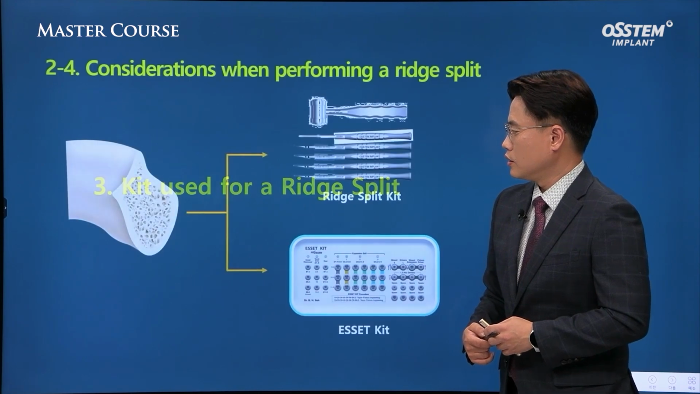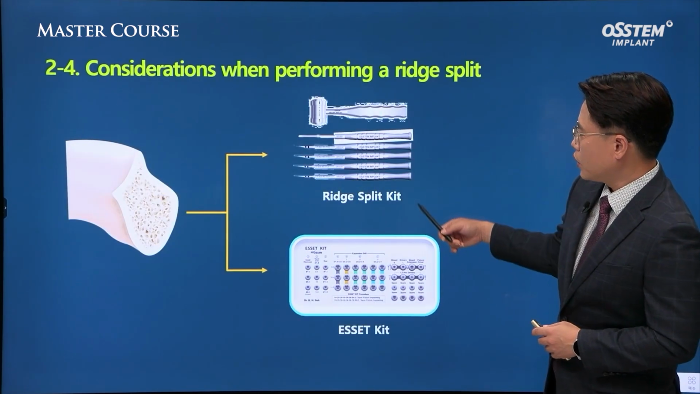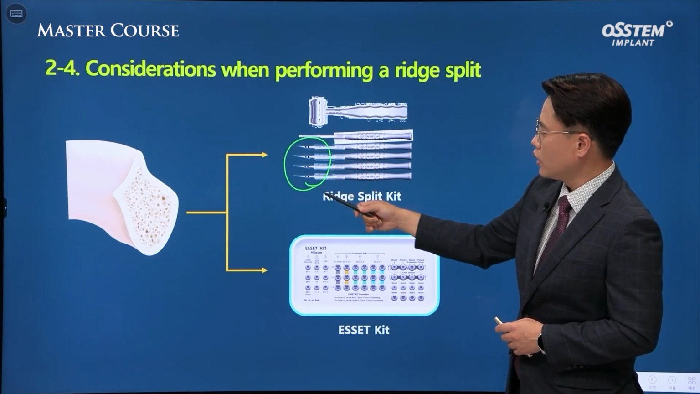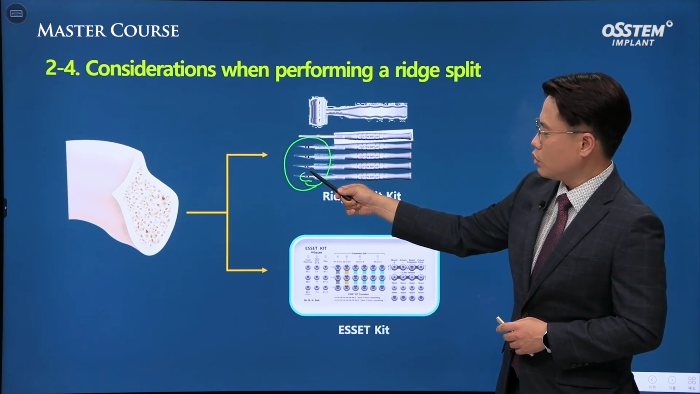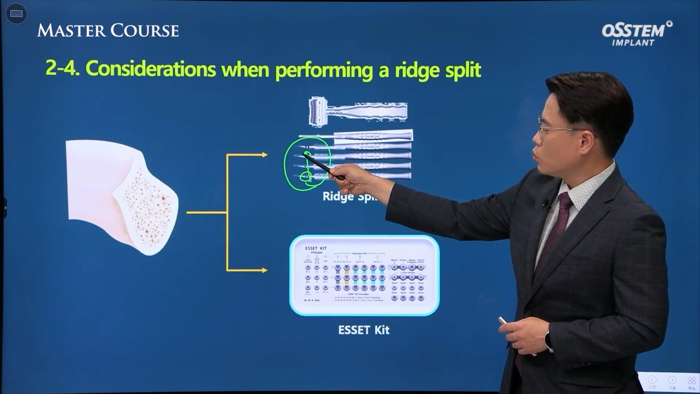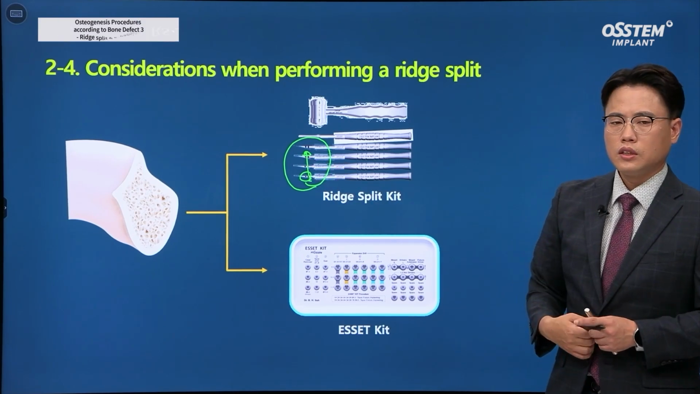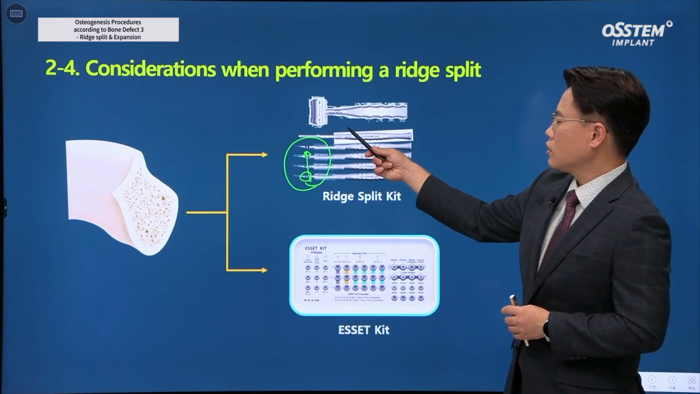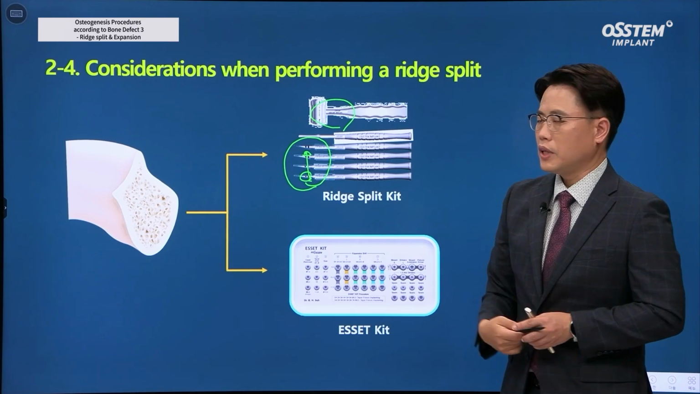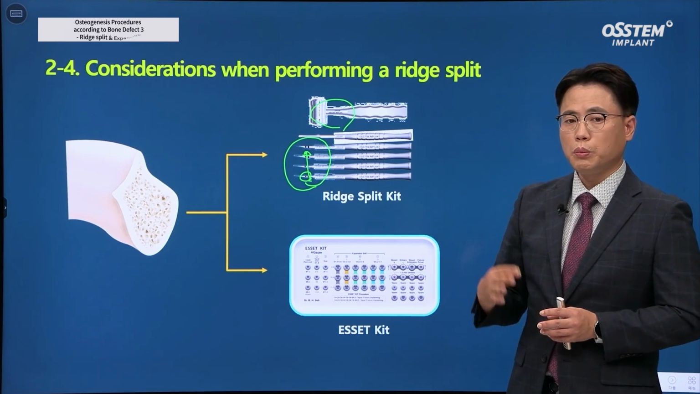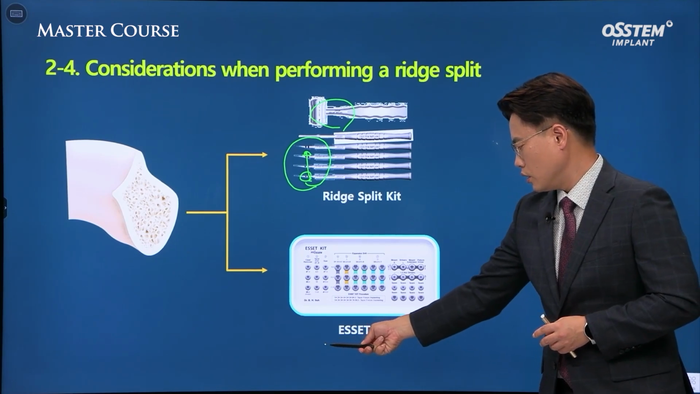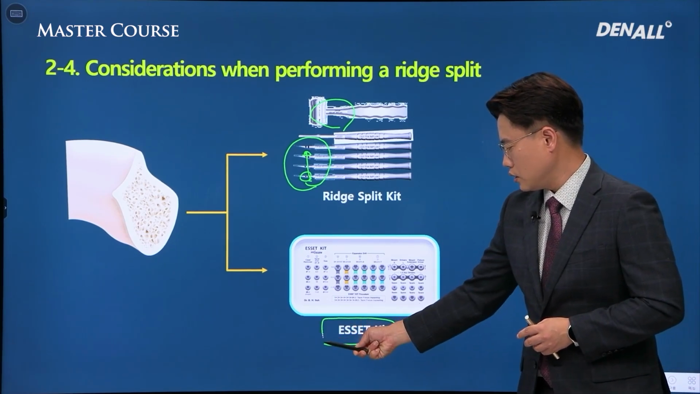To do ridge split in a traditional way, you need an osteotome. This is quite sharp. If you take a closer look, there are different sizes gradually increasing. So you can increase the ridge gradually. This process requires malleting, therefore the patient can complain of discomfort. In order to overcome that, Ostem has developed the ASSET kit.